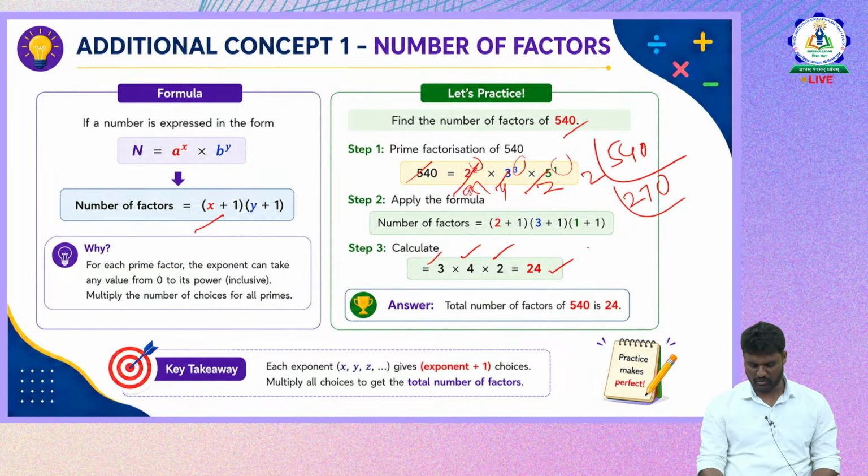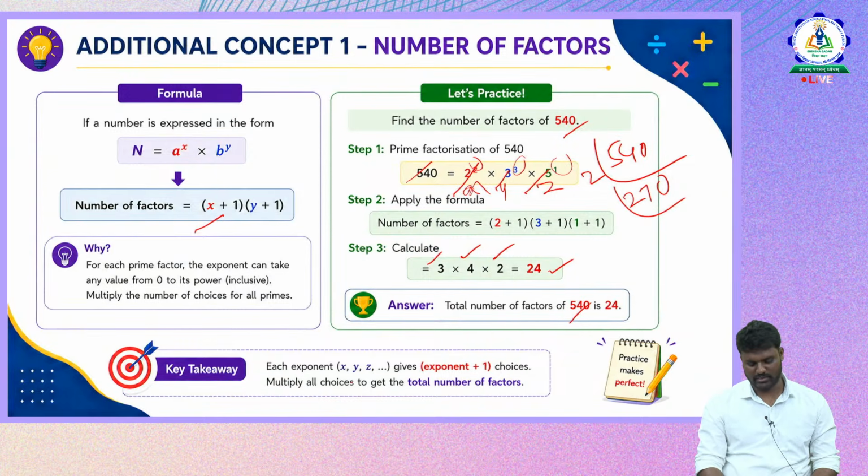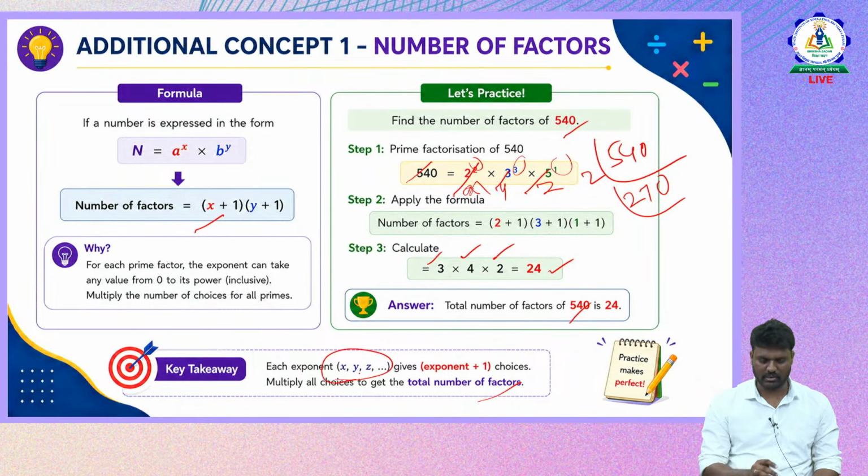So the total number of factors of 540 is 24. There are 24 factors that can be identified for the number 540. One thing we should always remember: each exponent x, y, z gives exponent plus one choices. Multiply all the choices to get the total number of factors. If you want to identify the total number of factors, whatever exponents are given, we need to add only 1 to each exponent. This is one of the concepts where questions are repeatedly asked in CTET exam preparation.